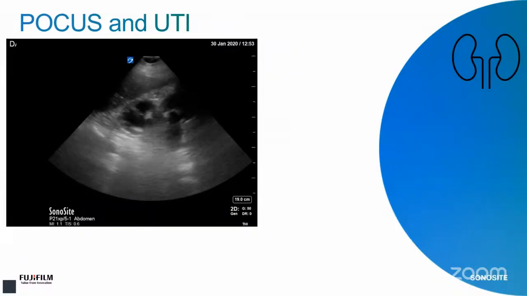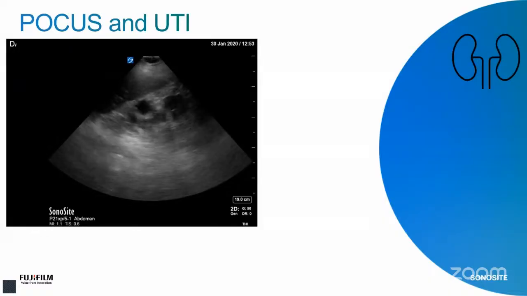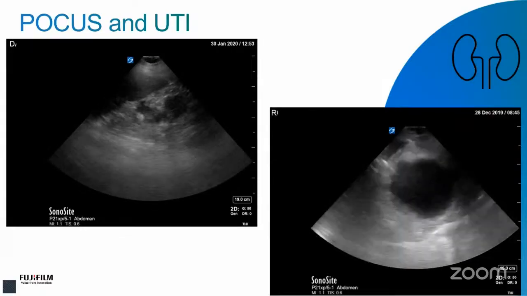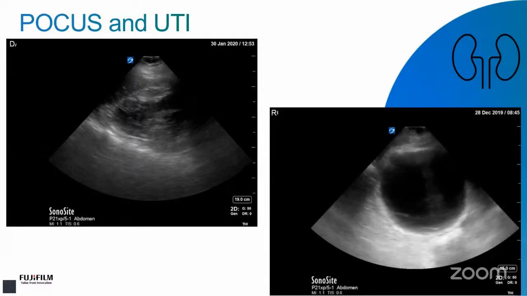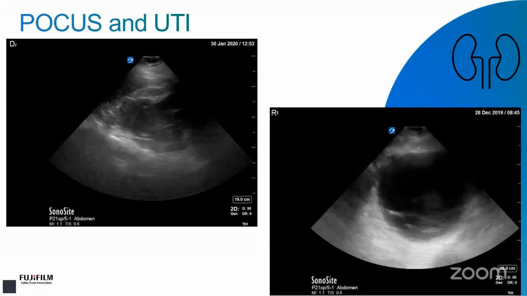Evaluating the genitourinary system, we can see here the hydronephrosis of a patient who had an obstructing urinary stone. And on the right, you can see a distended bladder with debris inside of it in a patient who had an undrained UTI, effectively acting as an abscess.